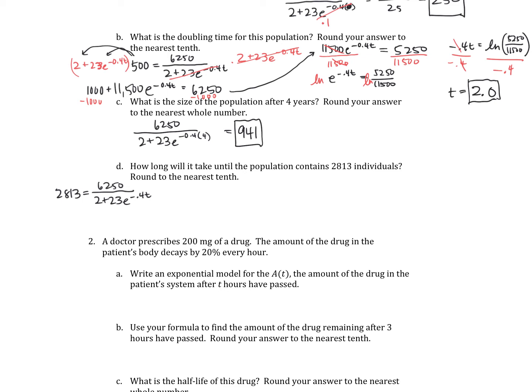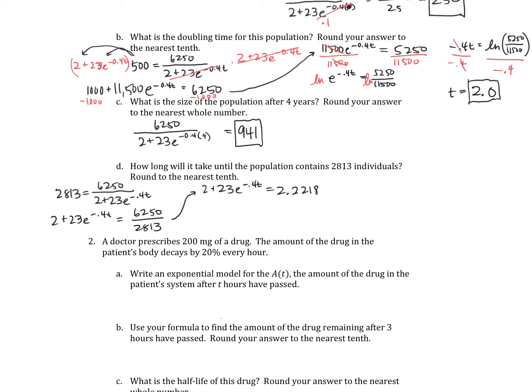Interchange the denominator in the 2813. So 2 plus 23 e to the negative 0.4t is equal to 6250 over 2813. Now if you want to go ahead and do the 6250 divided by 2813 in your calculator, you can. You can write down an approximation, but do not clear your calculator. So you'll have 2 plus 23 e to the negative 0.4t will be equal to 2.2218.